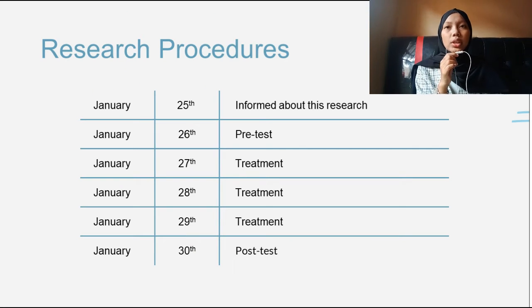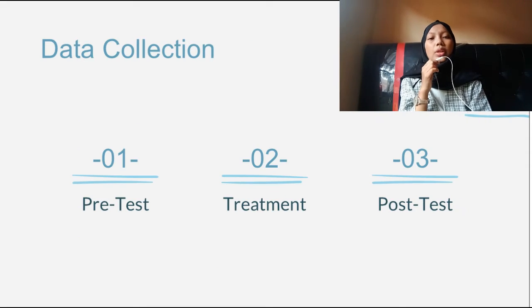So this is the detailed activity of the research. In the first meeting, we will inform about the research and its purpose. The second one is we will hold the pre-test to measure the basic knowledge of the students about vocabulary, and then in the third until the fifth meeting, we give the treatment. The last is the post-test. We give the post-test to students to measure the improvement of students' vocabulary after we give the treatment.